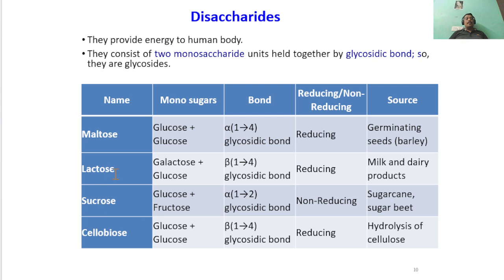And lactose, this is composed of galactose and glucose, and the bond that is formed between this glucose and galactose is a beta bond between the 1st carbon and the 4th carbon, and still we call it a glycosidic bond. And where is it present? Milk. Lactose means remember the milk. Like that we have sucrose and cellobiose.